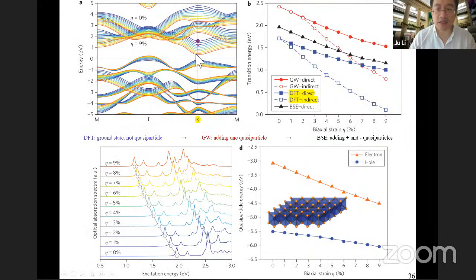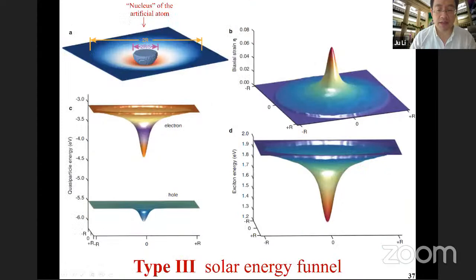And so here are the details of the calculation. We've done DFT, followed by GW, and then later we bring the electron and hole together to form the exciton, the Bethe-Salpeter equation. This is the calculated photon absorption spectrum. Without strain, it's about 2 eV. With strain, this becomes almost 1.1 eV, like in silicon. And these are the band edges, which we think is either type 2 or type 3.